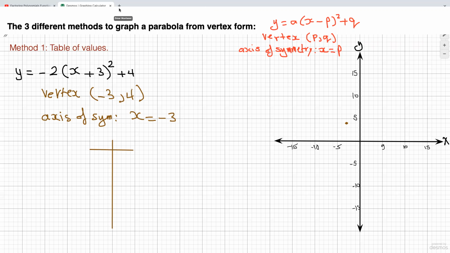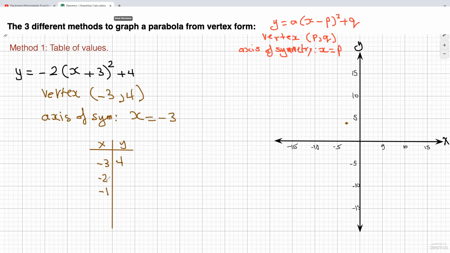So when you're doing a table of values, the first thing you need to do is to put the vertex point right here. So x and y, and you put -3 and 4 for your table of values. Okay. After that, you see how this x value is -3. Then take two numbers next to -3. So in sequence, it will be -2 and -1.